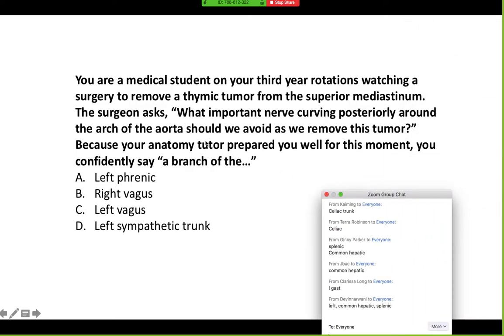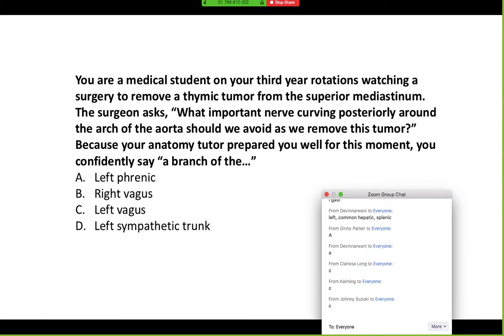Okay, so you're a medical student on your 3rd year rotations watching a surgery to remove a thymic tumor from the superior mediastinum. The surgeon asks, what important nerve curving posteriorly around the arch of the aorta should we avoid as we remove this tumor? Because your tutor prepared you well, you say a branch of... Yes, the left vagus. Yes, C is correct. Good job.